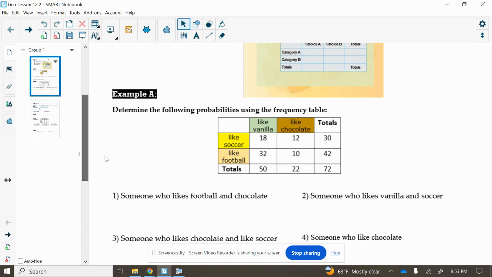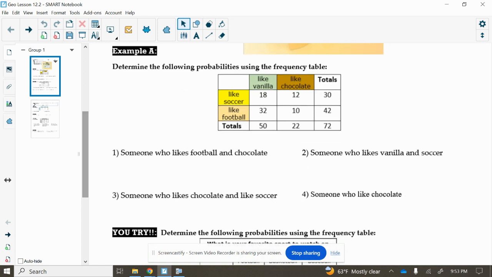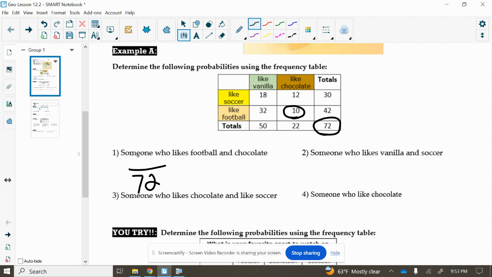For example, in this chart here, we have some preferences: likes vanilla versus likes chocolate, likes soccer versus likes football. The total amount of students tested was 72. If we look at this first graph, we're looking for a student who likes football and chocolate. The total amount of students again is 72, and the specific amount that like football and chocolate is this group here with 10 people in it. They like football and they like chocolate.